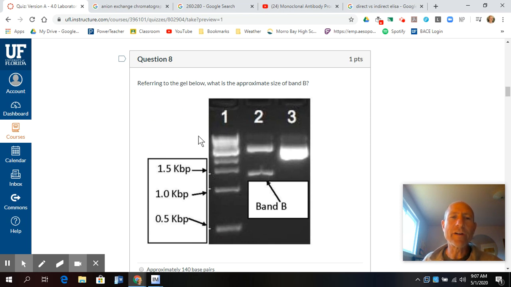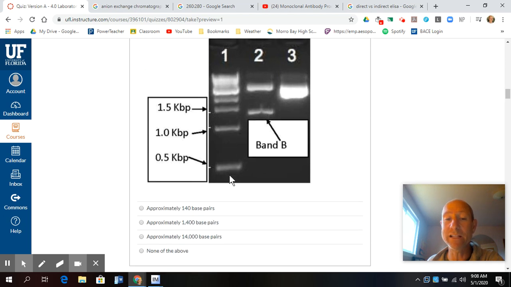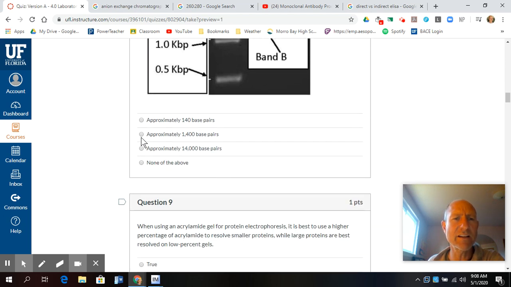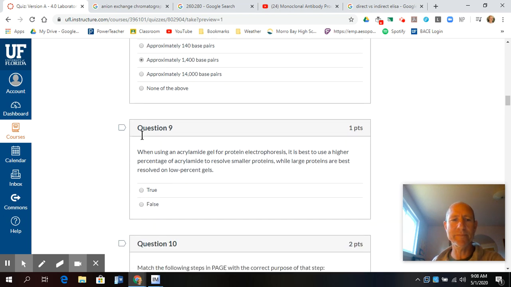Okay. Referring to the gel below, what is the approximate size of band B? And they say band B is right here for us. So this band is 1.5 kilobase pairs. That's 1,500 base pairs, because a kilo means 1,000. So 1,000 times 1.5 is 1,500, and here's 1,000. So this one's about 1,400 base pairs, or 1.4 kilobase pairs. So the best answer here, they don't have kilobase pairs, they just have base pairs. So that's our best answer.